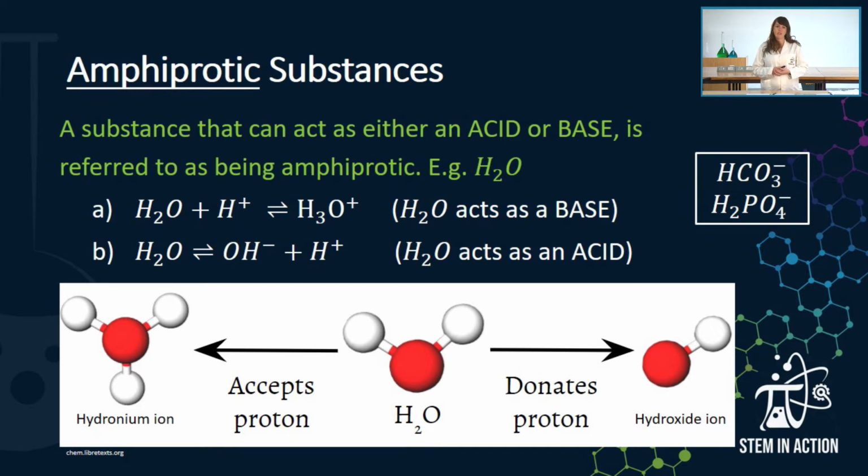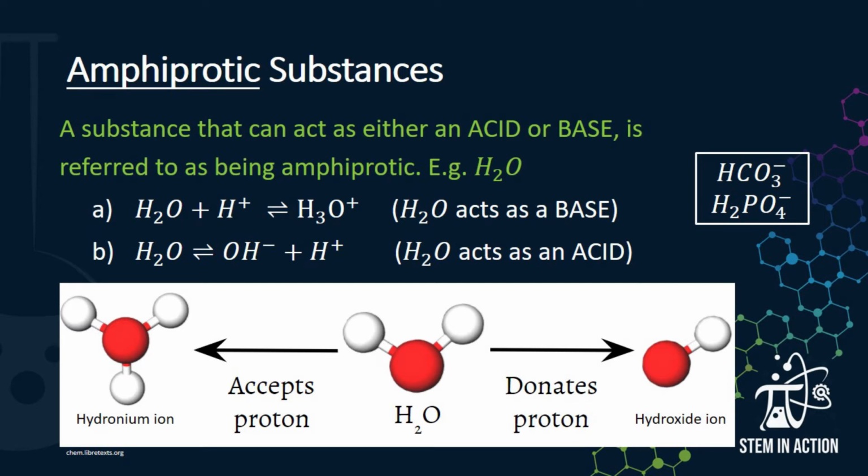Some other examples of amphiprotic substances are HCO3 minus or H2PO4 minus. A rule of thumb here is a substance that has a hydrogen but also has a negative charge. If it has the hydrogen, it's able to donate a proton, thereby being an acid, and if it has the negative, it's able to accept a proton, thereby being a base.